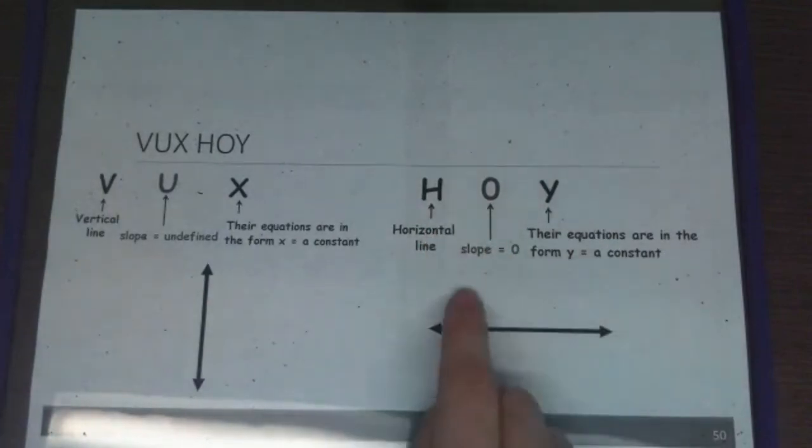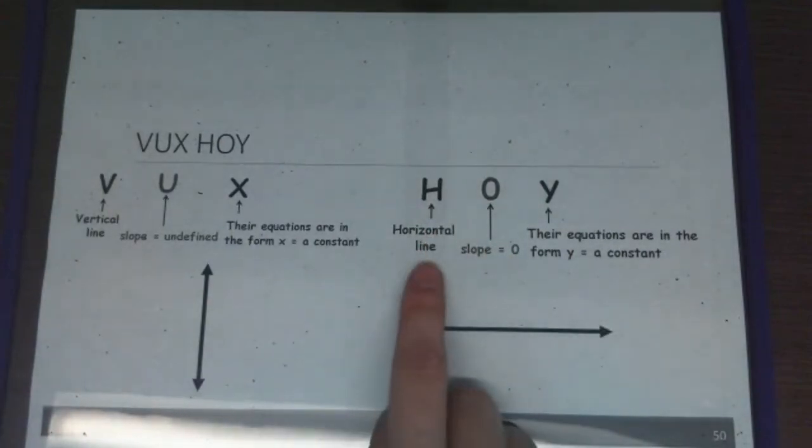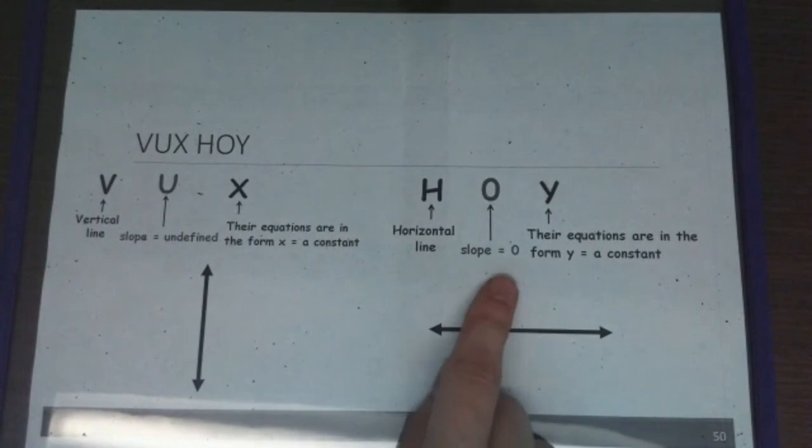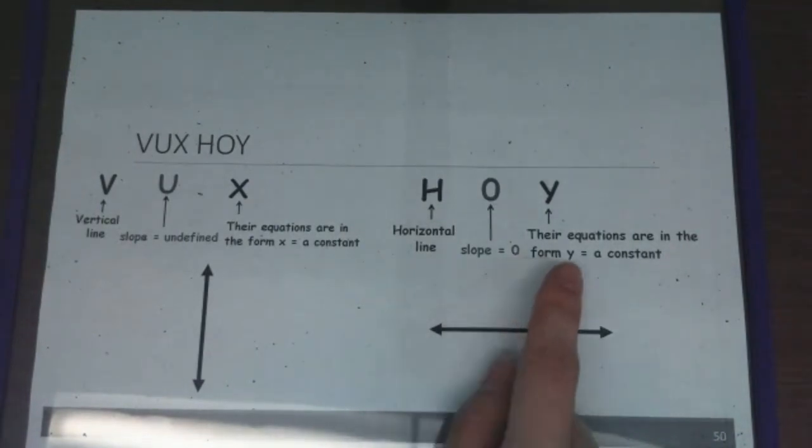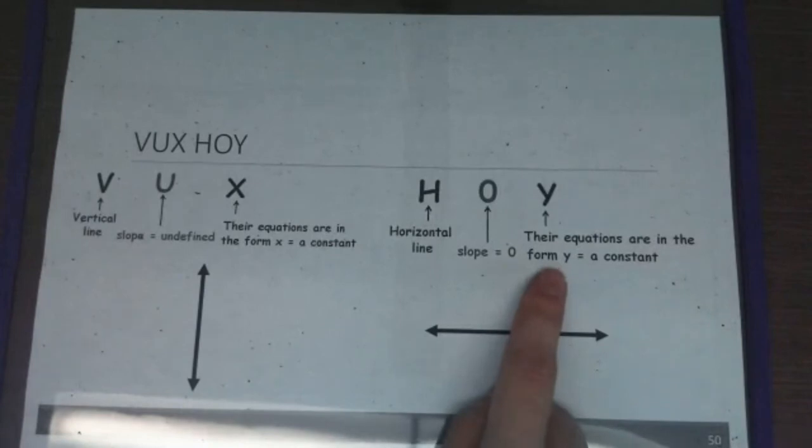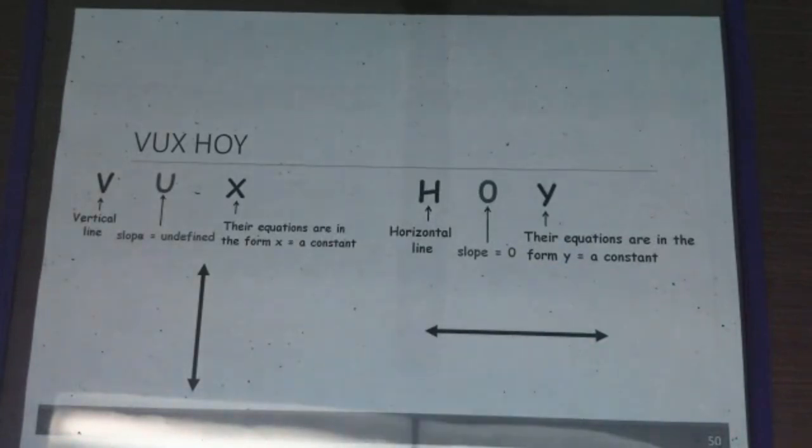HOY, H-O-Y, stands for horizontal lines have a slope of 0. Yes, we used an O to represent a 0. Ha ha, math stuff. And their equations are in the form y equals a number. And that's going to give us our horizontal line.